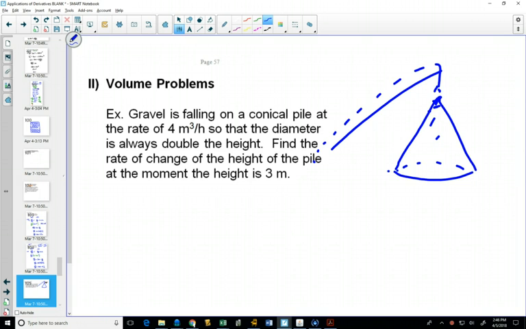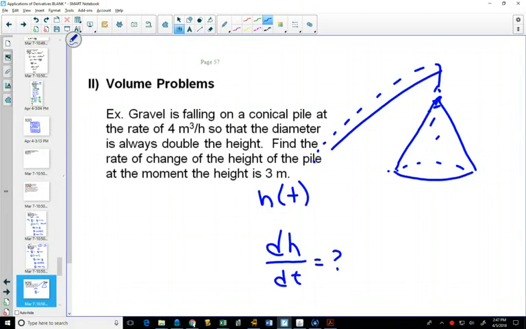So now we know that it's falling at a rate of 4 meters cubed per hour. We want to find the rate of change of the height of the pile at the moment the height is 3. So we want to find dh/dt. This is what we're trying to solve for. So that tells us that height is a function of time.